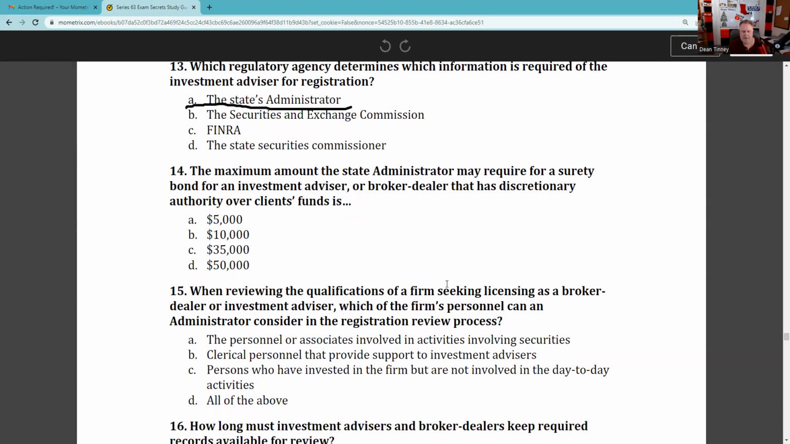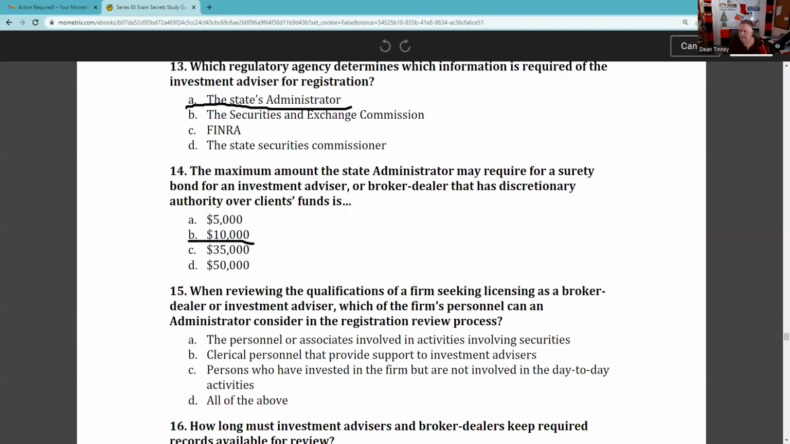The maximum amount the state administrator may require for a surety bond for an investment advisor who has discretionary authority over clients' funds. I don't really like this. Discretionary authority only is 10. And that's the answer to this. But remember, if they have custody, then it's 35. So again, that would be the state administrator.